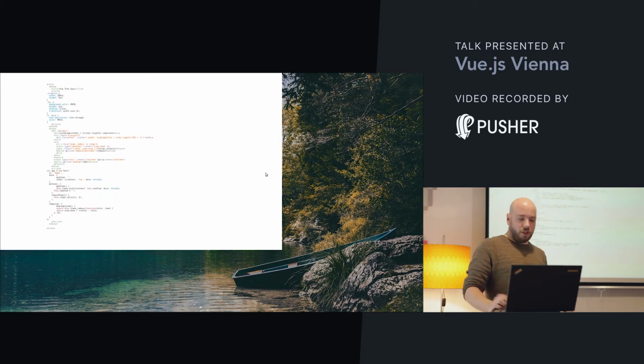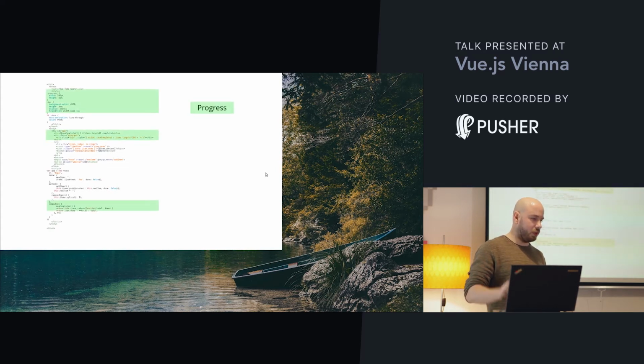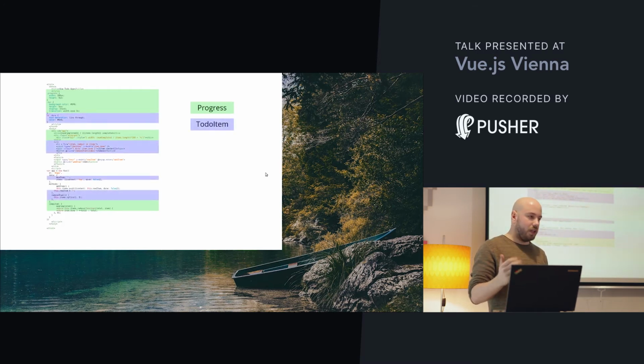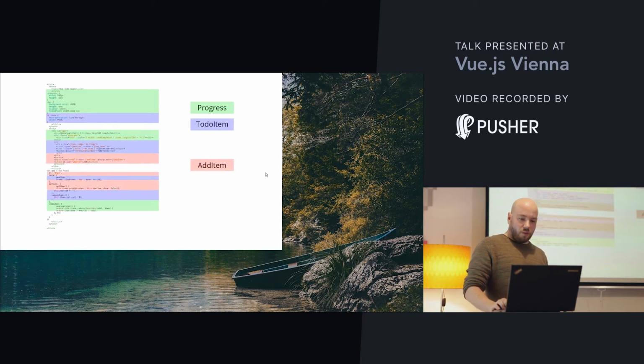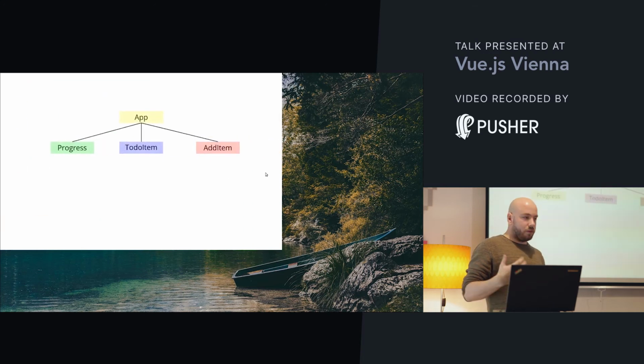But if we look at it differently, we could split it into a progress component, which was the bar we saw earlier. We could define a to-do item, which we render in a list. We could also pack the add item component, the input field and the button, into one component. And we have an application around it that packs it all together.